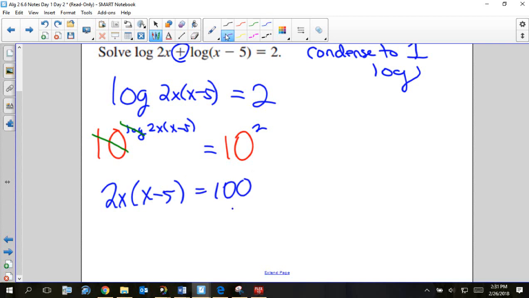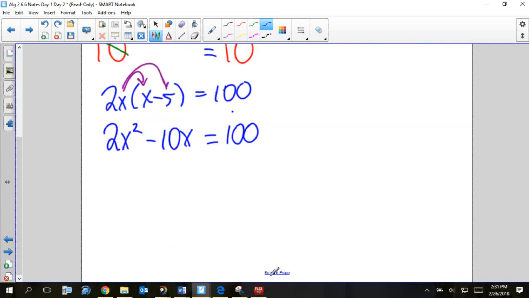So we will get 2x multiplied by x minus 5 equals 100. Next I'm going to distribute that 2x and get rid of those parentheses. So now I have 2x squared minus 10x equals 100. We just solve for x. How do you solve for x when you have x squared? You got to set it equal to 0 before you start to factor. Are there any other methods besides factoring? Quadratic formula, right? You can sing the song. You can complete the square if you remember it.